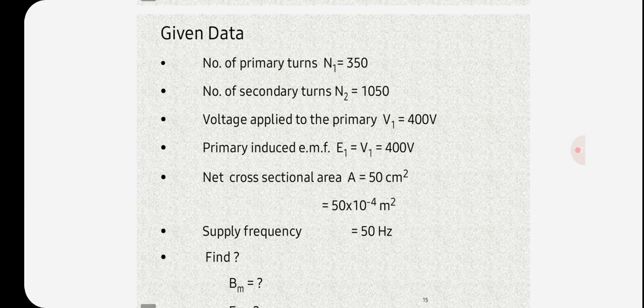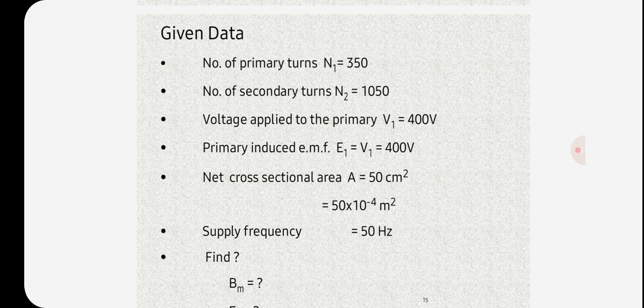So in this problem, the given number of primary turns N1 is equal to 350 turns. Number of secondary turns N2 is equal to 1050 turns. Voltage applied to the primary V1 is equal to 400 volts. Primary induced EMF E1 is equal to V1, which is equal to 400 volts.